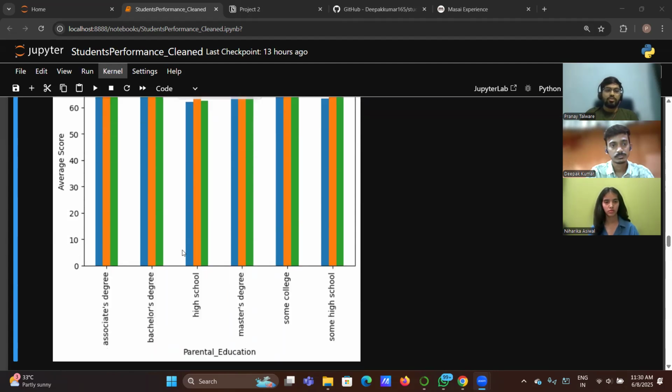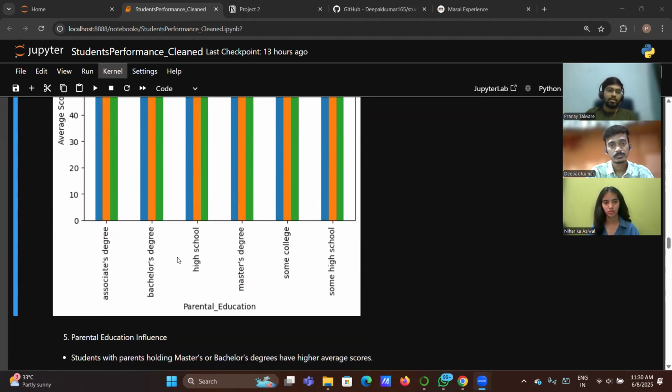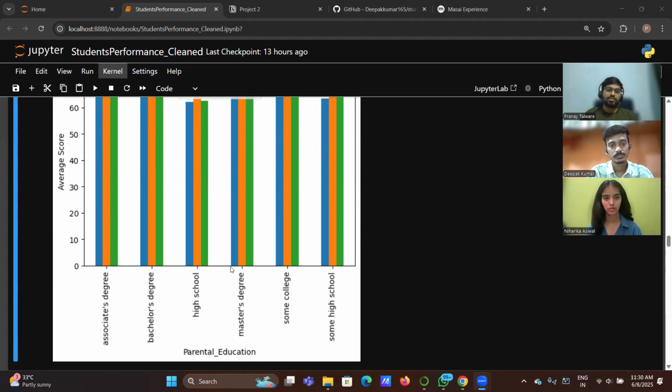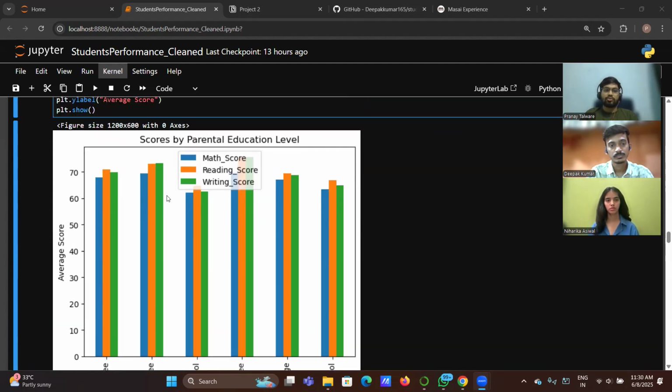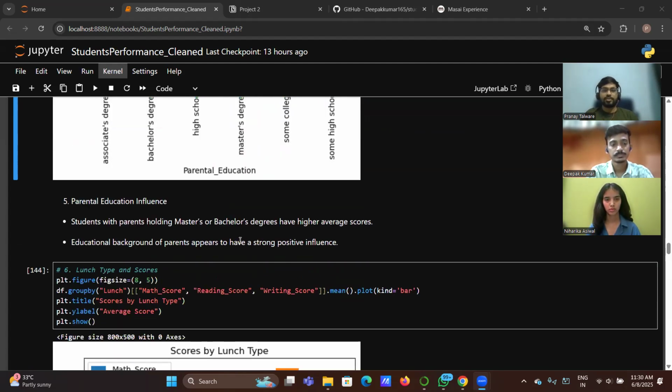And on the basis of that visualization, we can say that the more educated the parents are, the more likely their children are to score higher in the exam. Because the parents who have a bachelor's degree and master's degree, their children are scoring much higher as compared to the other children. We can say that from this graph.